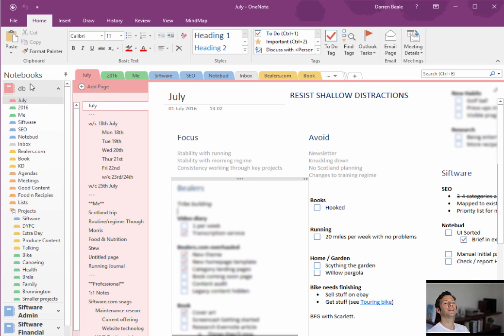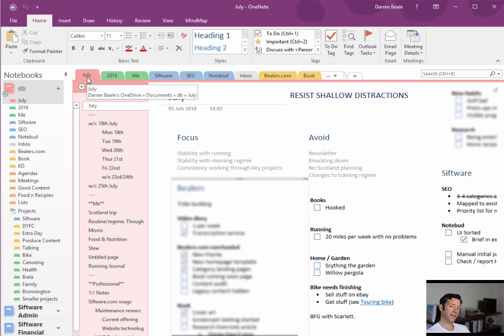So my go-to notebook, it's just got my initials, but I work. This is where I live in this notebook. This is where I am most days. So you can see I've only got one notebook and one section that's red. So this sort of indicates focus, I guess.